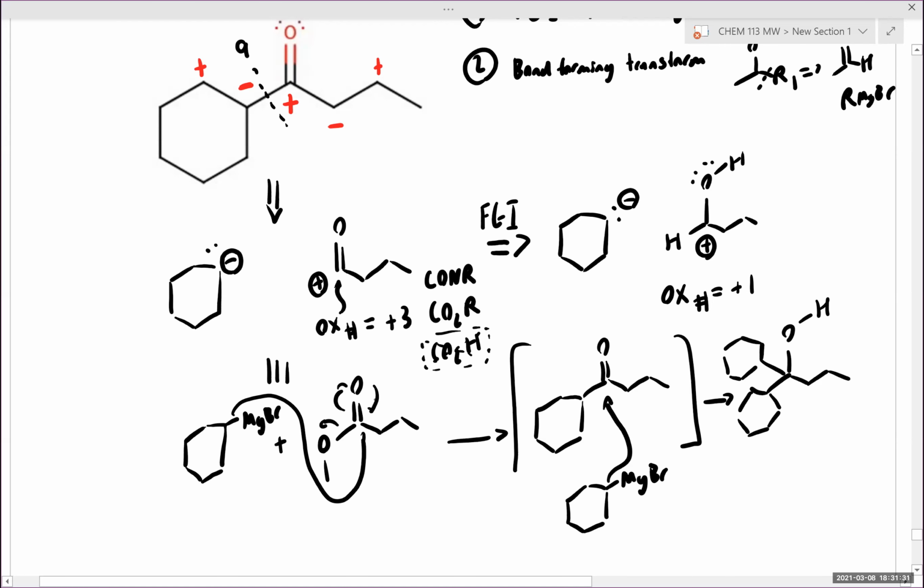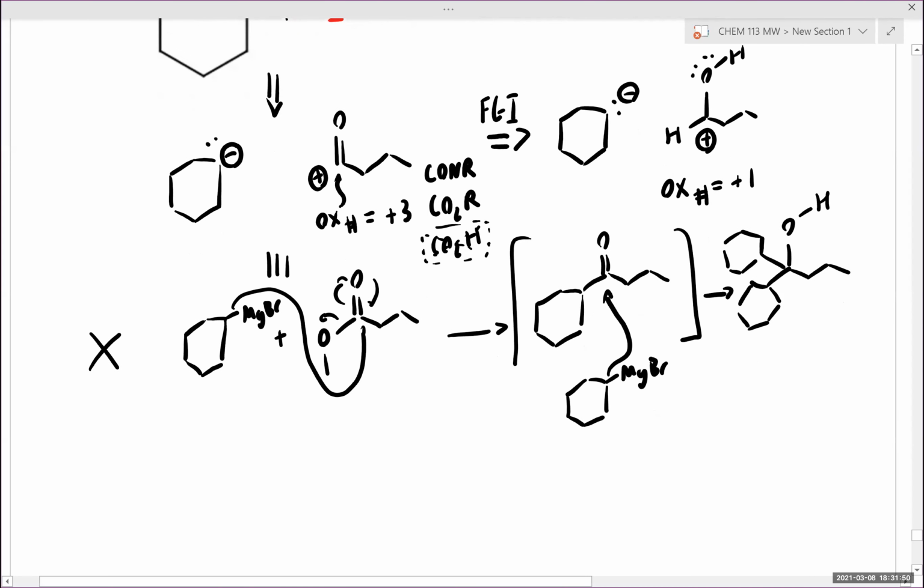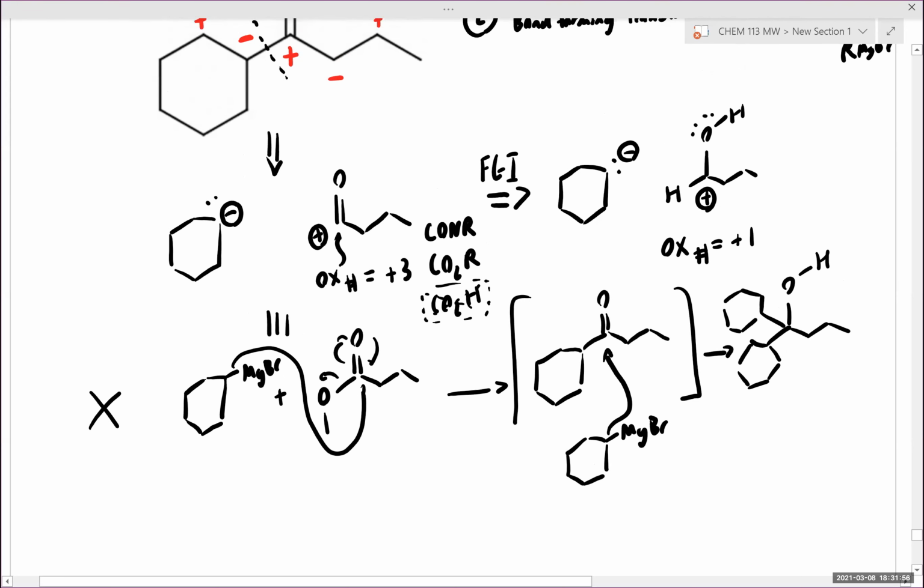Does that idea make sense to everyone? So this first route would not work. We don't observe the desired chemoselectivity. So what are we to do then? Well, we have another option.